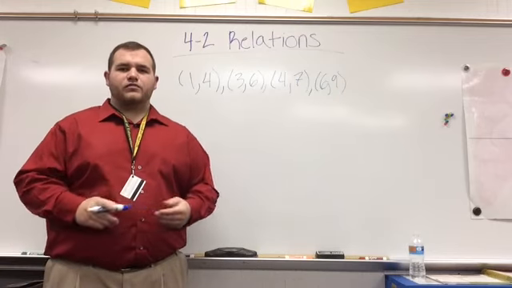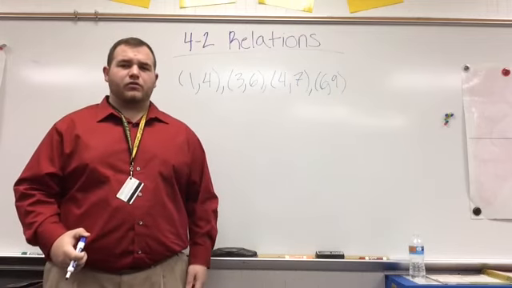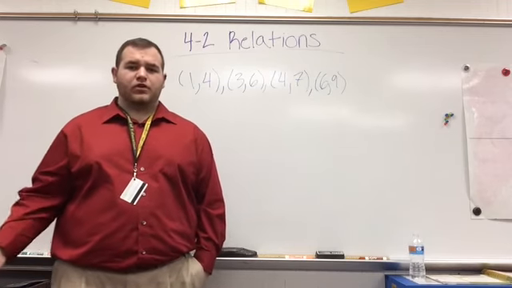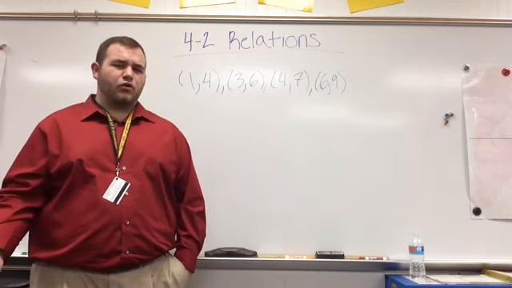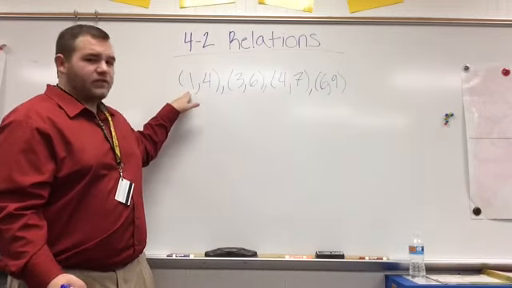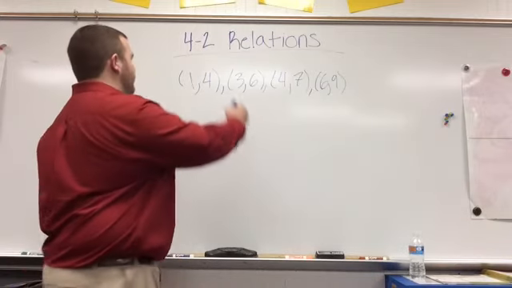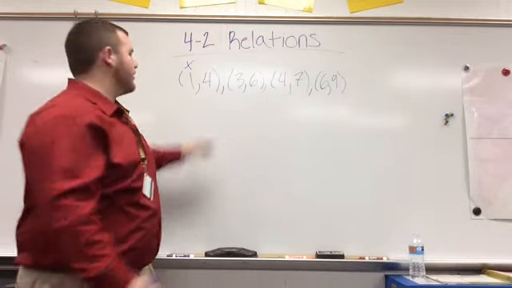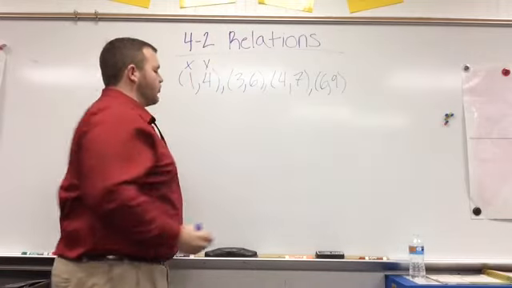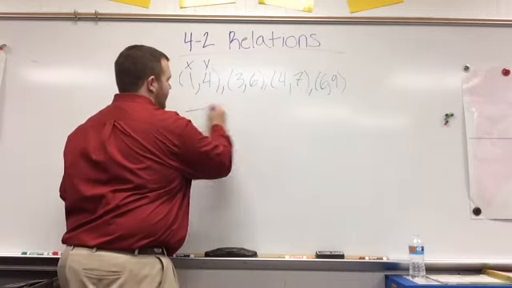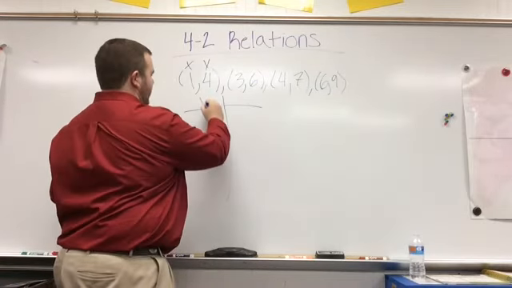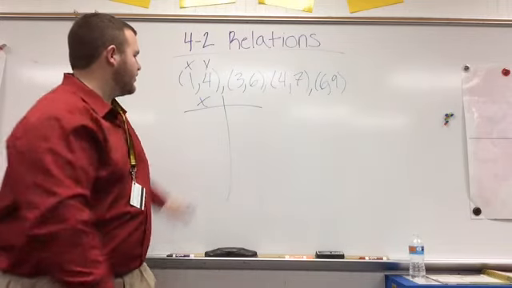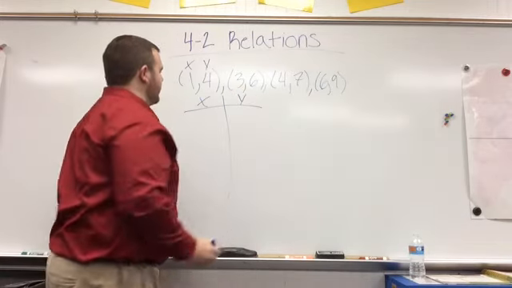Hello class. So today we'll be doing relations, and with relations we'll be taking a set of ordered pairs and putting it into a table and a graph. And we know with ordered pairs the first value they give us is our x value. So we'll make a little note up here, x, and then our second value is going to be our y. And so in order to put this in the table, we're going to have our x values on the left every single time, and our y's on the right.